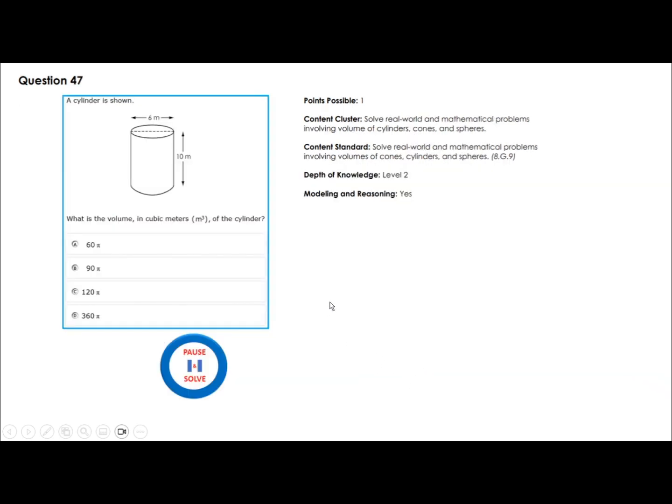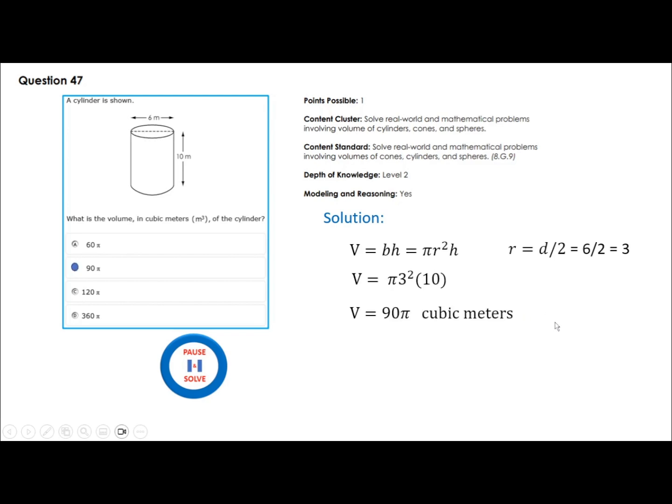A cylinder is shown. What is the volume in cubic meters of the cylinder? The volume here is the base times the height, and the base happens to be a circle, okay? So base times height is pi r squared times h. Now, that's a diameter. That's the mistake students will make. You don't use the 6, you have to use 3, half of it. So pi, okay, you get 90 pi cubic meters. So the answer is 90.